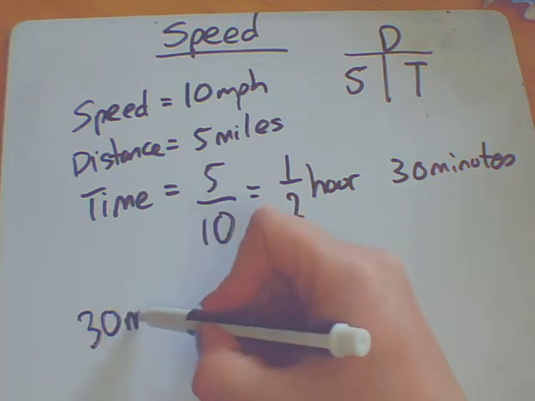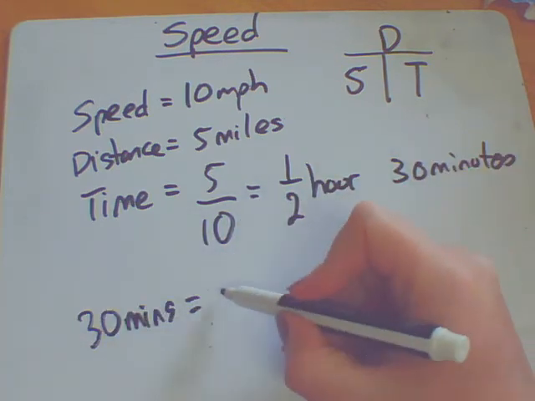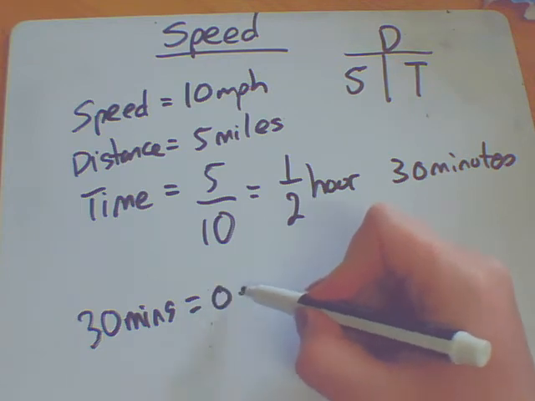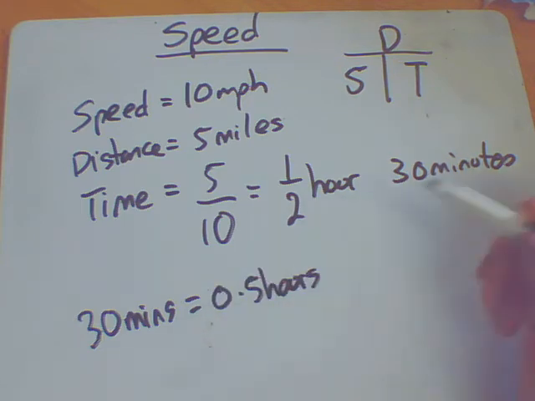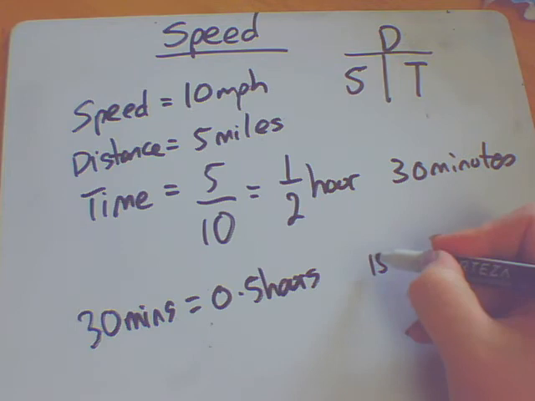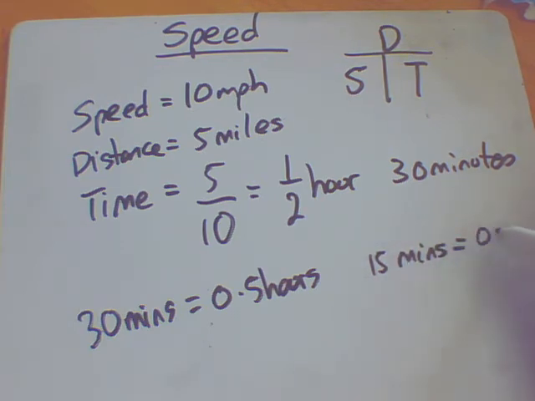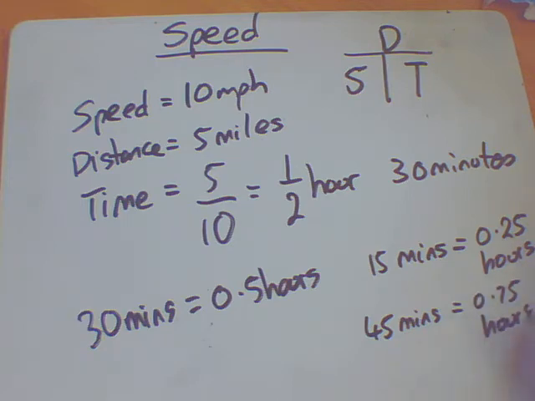So 30 minutes, if you're doing it in hours, you should be using 0.5 hours. If you are doing 15 minutes, then obviously that is a quarter of an hour, so 0.25 hours is what you should be using. If it is 45 minutes, then it is 3/4 of an hour, which is 0.75 hours. If you use those, you'll find life a lot easier. Obviously that's if you need to calculate in hours.